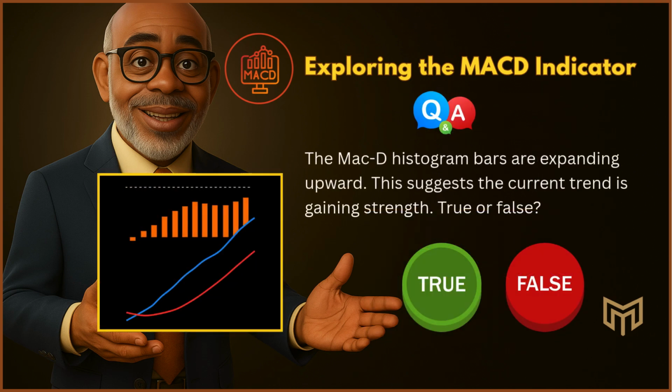Now let's check your understanding. The MACD histogram bars are expanding upward. This suggests the current trend is gaining strength. Is this statement true or false? You have 10 seconds to record your answer.